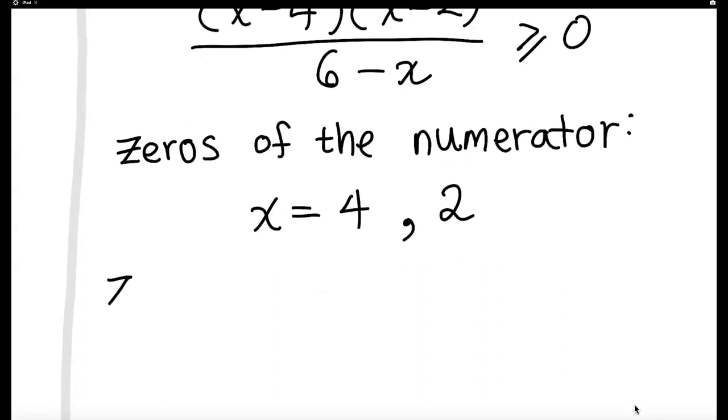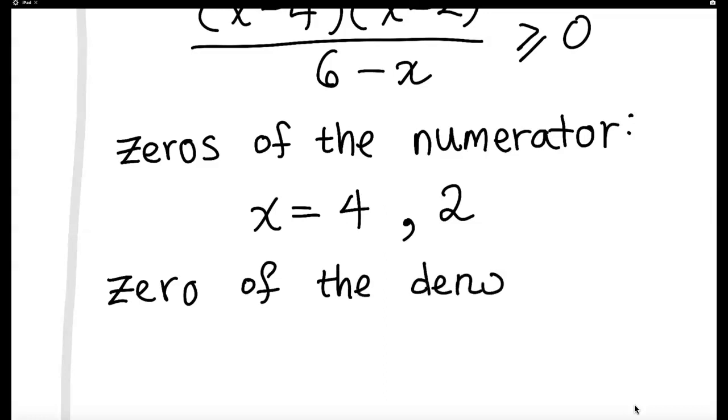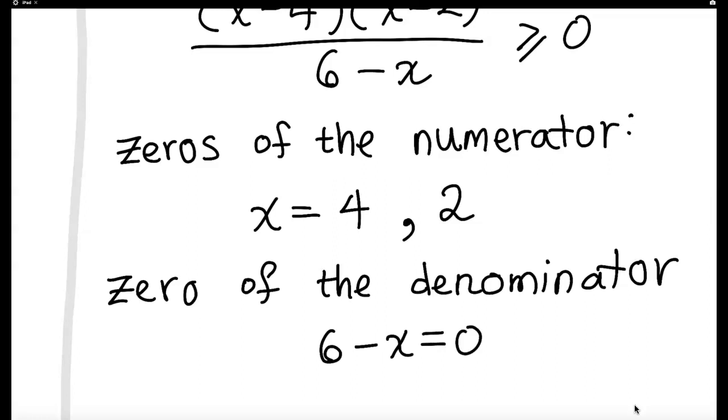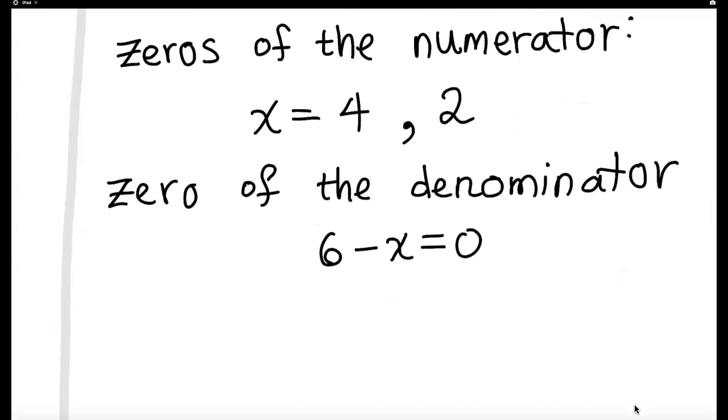Let's find the zero of the denominator. The bottom of the fraction is 6 minus x. And when is that equal to 0? Well, that's equal to 0 when x is equal to positive 6, because 6 minus 6 is 0, isn't it? So we found all the zeros.